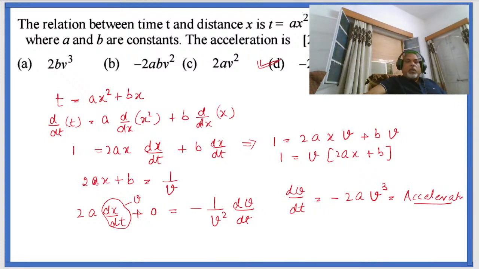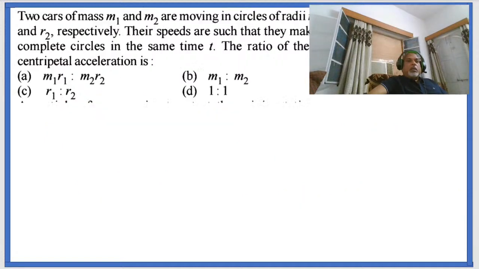Now let us go to the next question. Two cars of mass m1 and m2 are moving in circles of radii r1 and r2. Their speeds are such that they make complete circles in the same time. Means time period is same.